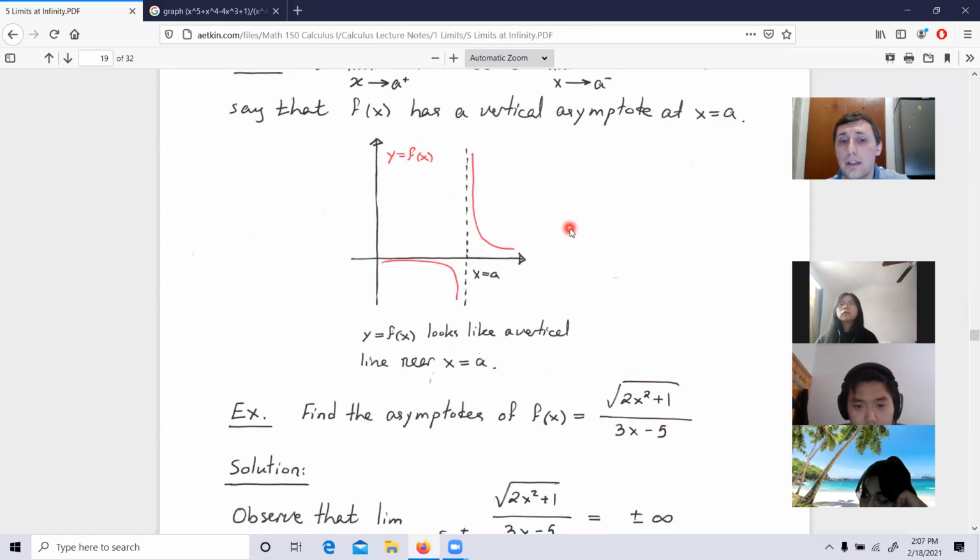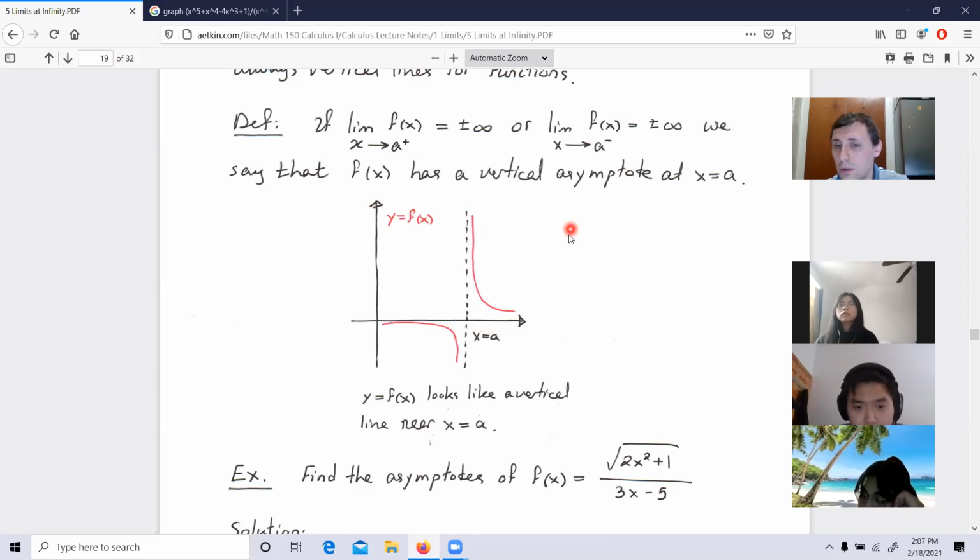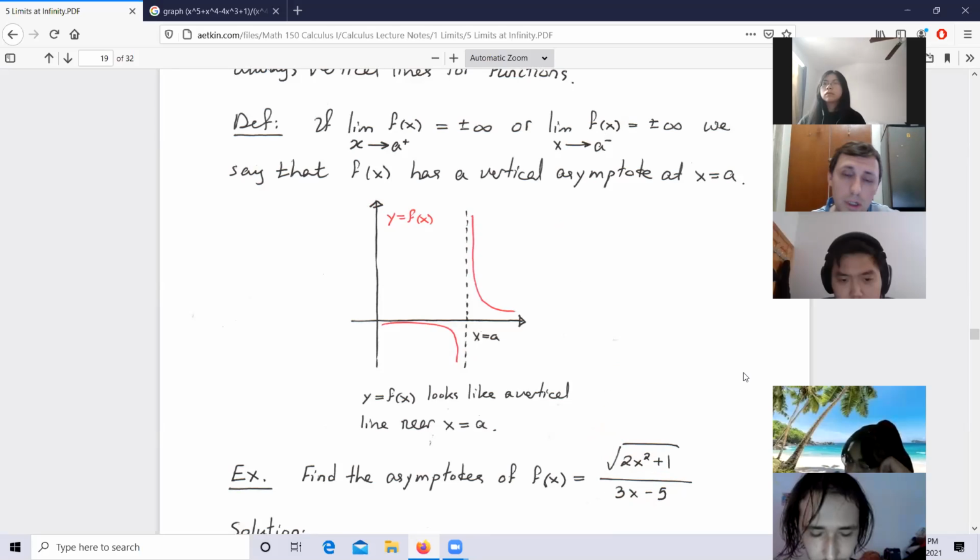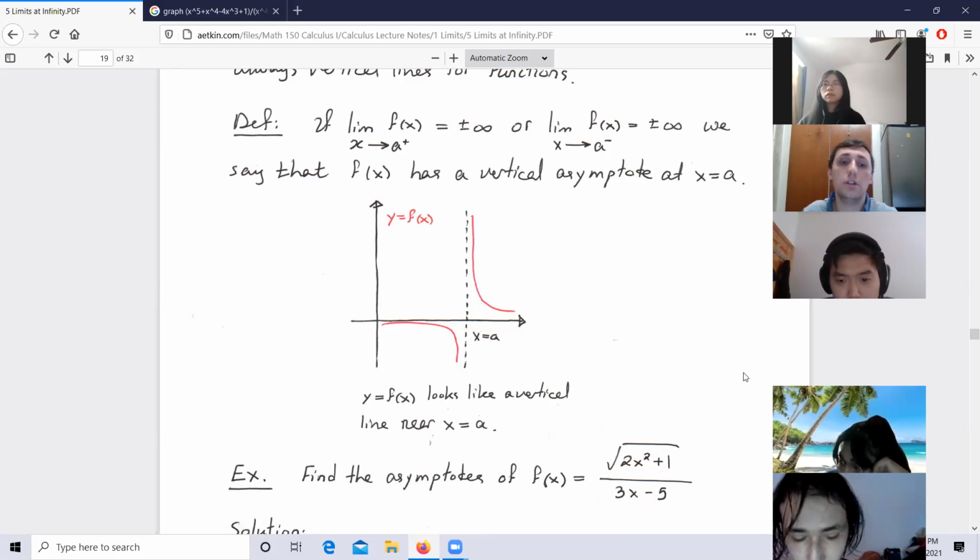Okay, find the asymptotes, both vertical and horizontal, of this expression: root of 2x squared plus 1 over 3x minus 5. Now notice it's a root. So that's now an algebraic function, the most general type we have yet studied.